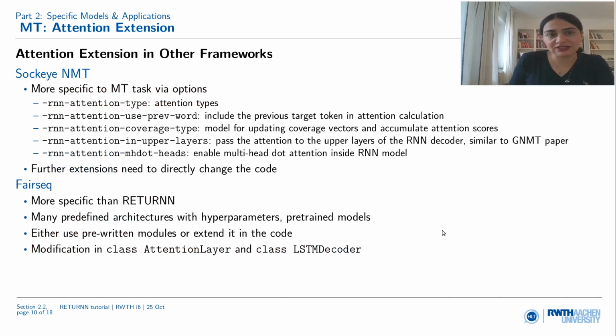If we want to do attention extension in other frameworks, for example, Sockeye NMT offers some features via options. For example, we have the RNN attention type to specify which attention component we want to use, whether we want to include a previous word or not, which coverage function to use, and so on. Further extensions need to directly change the code. Fairseq is more specific than RETURN. It provides many predefined architectures with tuned hyperparameters, really good for prototyping and fast verification. But if you want to do this modification, you either need to use pre-written modules if they are provided, or extend the code on your own.